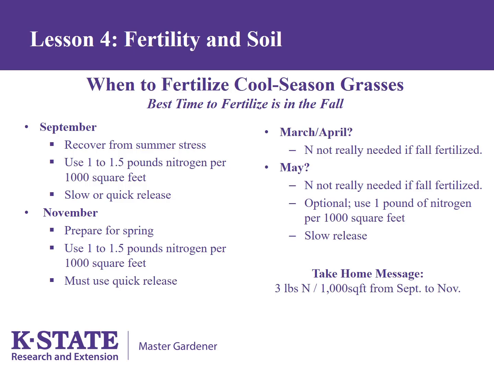You may have to put a little bit on in May, 1 pound at max, and a slow release is what I would recommend, because you don't want that flush of top growth, because the soil conditions are a little cooler. So take-home message: 3 pounds of actual nitrogen per 1,000 square feet, September to November. It's typically what's needed. You may need to put a little bit on in May, depending on the year.